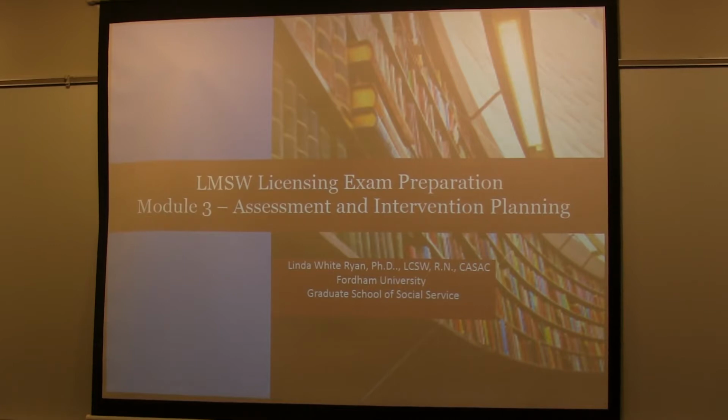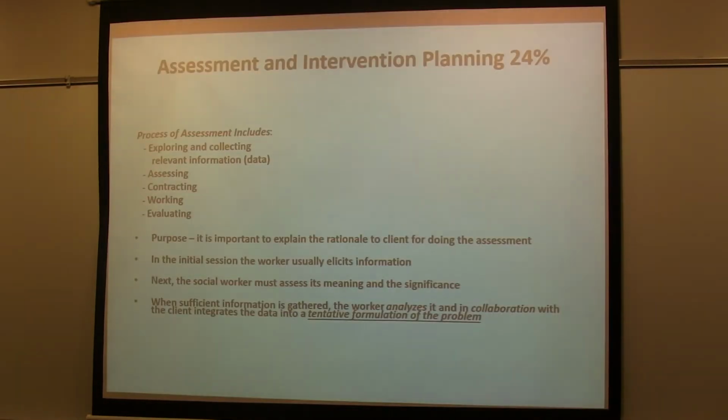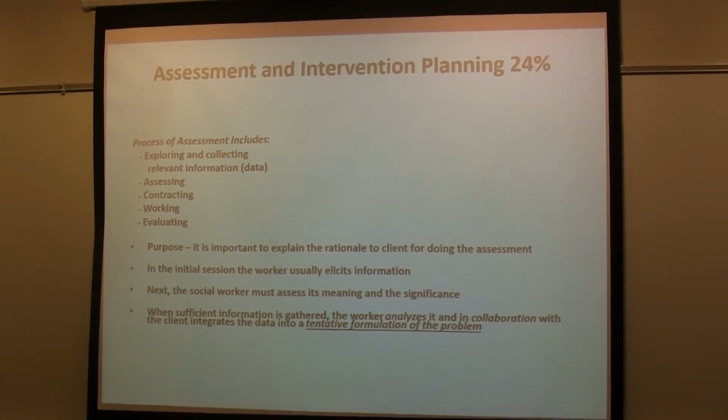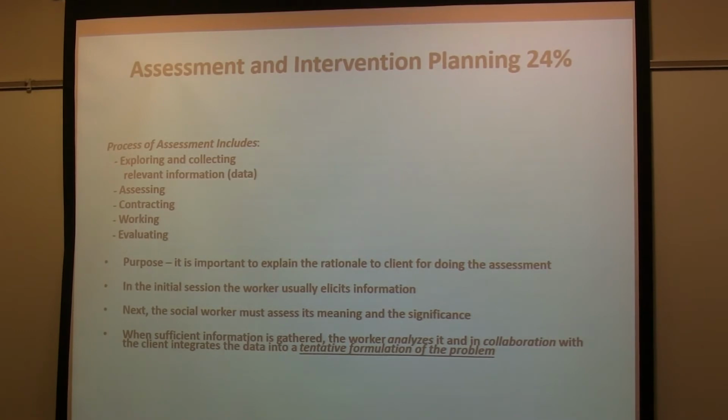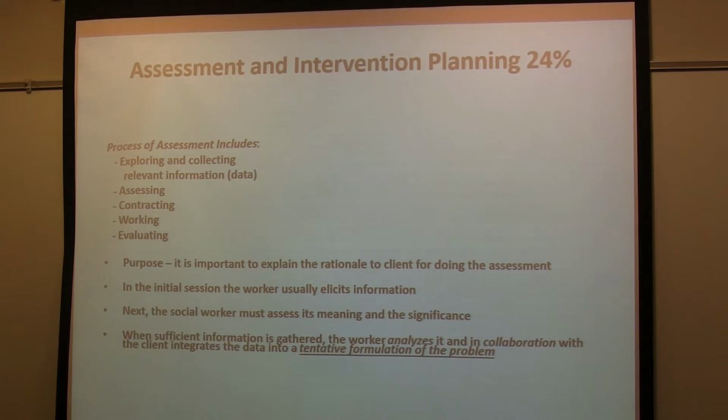This is Module 3, Assessment and Intervention Planning. Assessment and Intervention Planning comprises 24% of the licensing examination. Keep in mind what I said in one of the earlier modules, that although there are 4 distinct areas, all of the areas overlap with one another. But about 24% of the exam will focus on assessment and intervention planning.